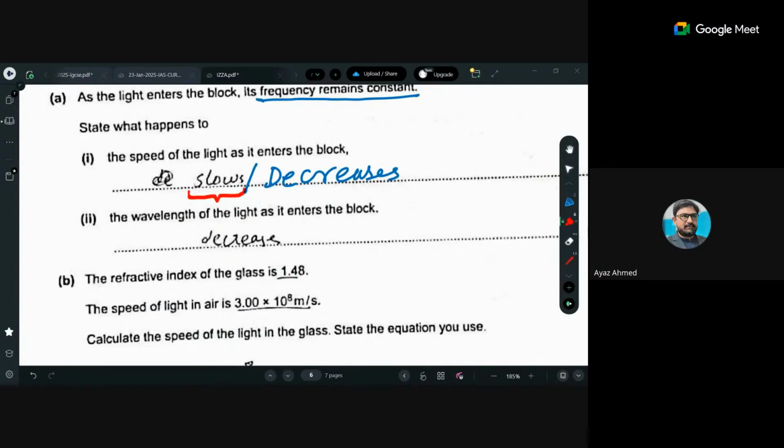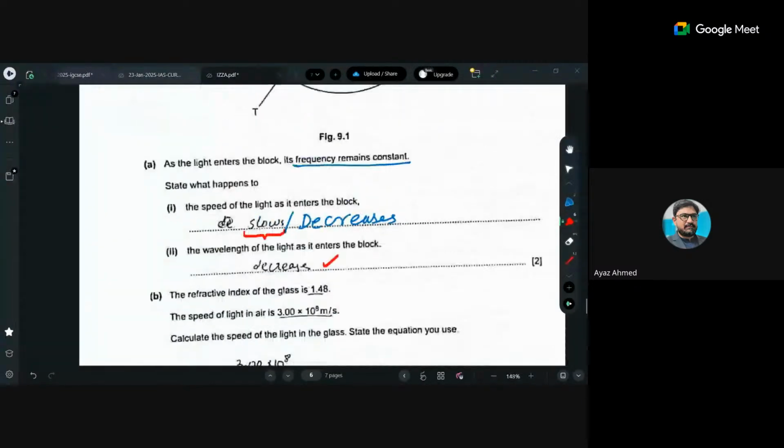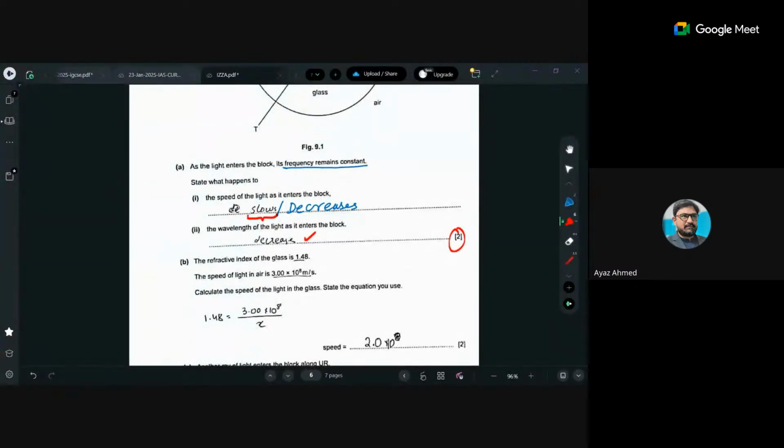Okay, then the wavelength of the light as it enters, so that is fine, because you have stated that. I'm talking about a physical quantity. So that is basically the wavelength decreases. Okay, is it fine? Yes. So 2 marks here, because I know my child wrote it, that's why.